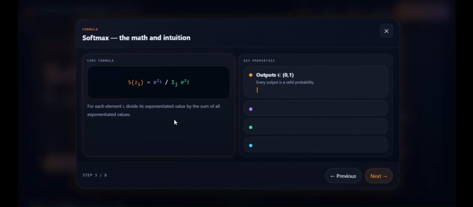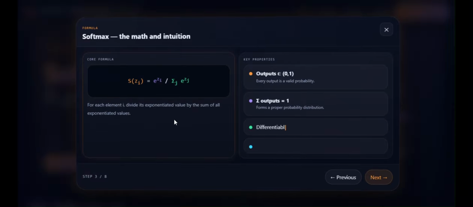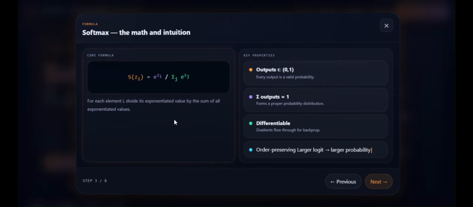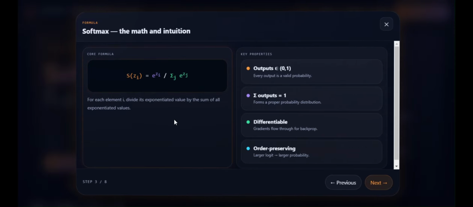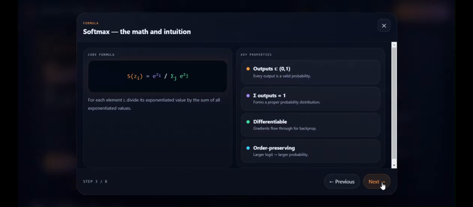Now, how does the softmax function look mathematically? The softmax function works by exponentiating each logit and then dividing by the sum of all exponentials. This ensures every output becomes positive and all outputs together sum to 1. Higher logits receive larger probabilities, making the model's prediction more confident and interpretable.